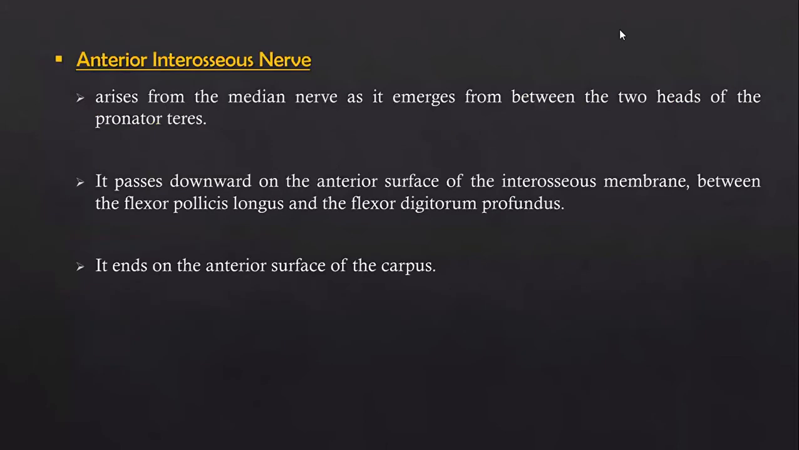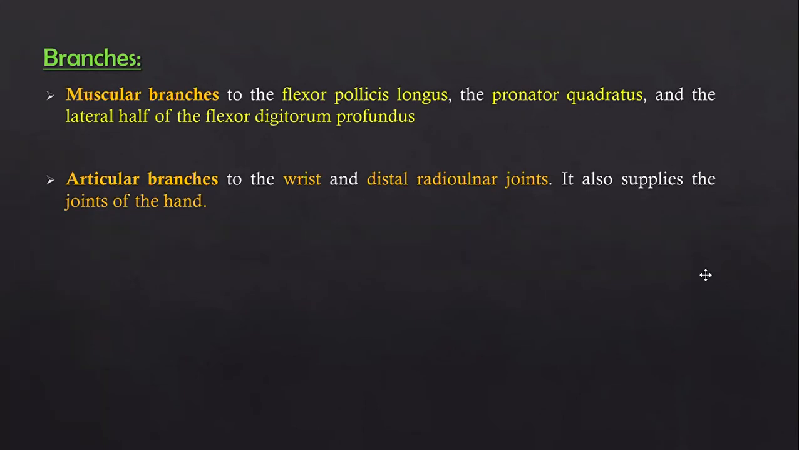The anterior interosseous nerve arises from the median nerve as it emerges from between the two heads of the pronator teres. It passes downward on the anterior surface of the interosseous membrane between the flexor pollicis longus and the flexor digitorum profundus. It ends on the anterior surface of the carpus by supplying the joints of the hand. So these are the branches of the anterior interosseous nerve.